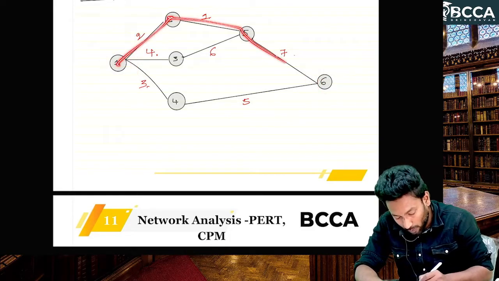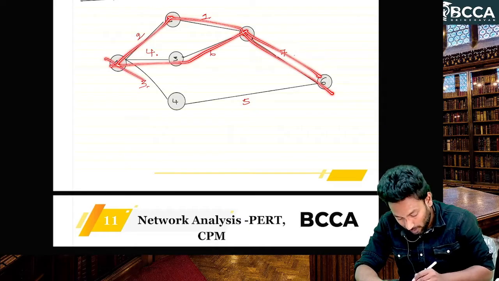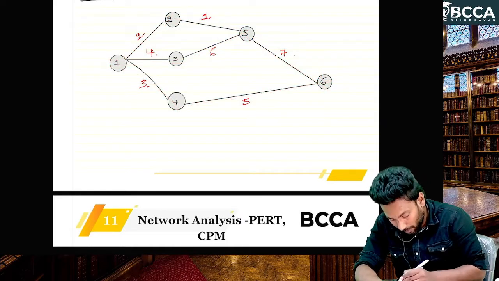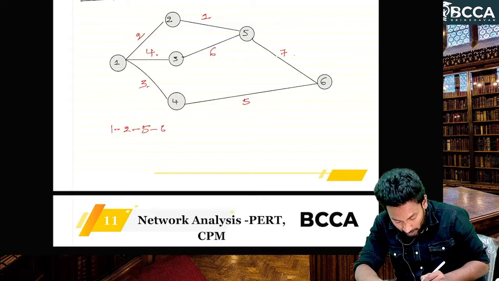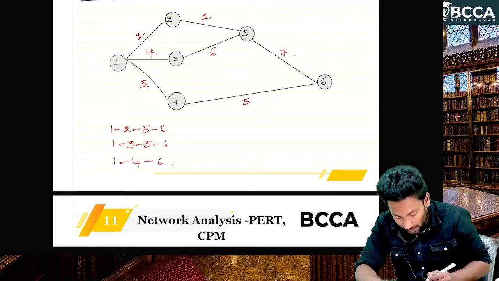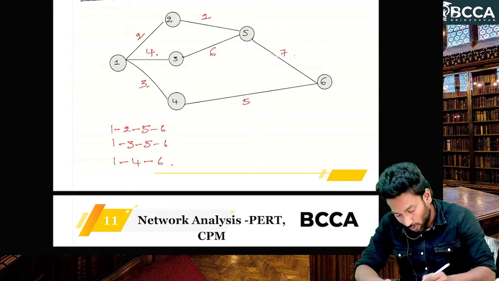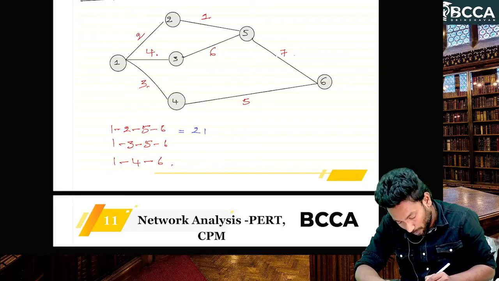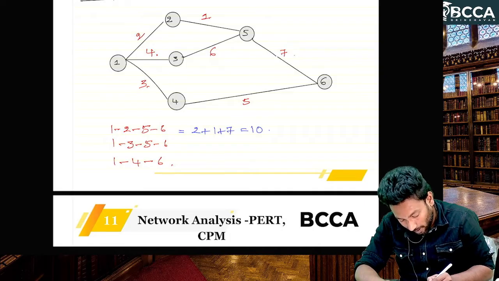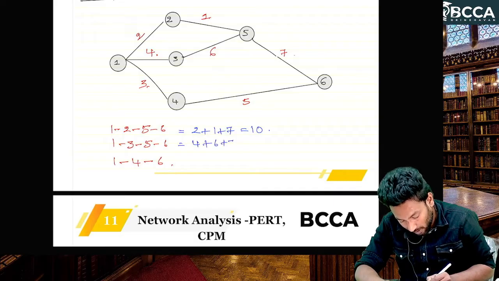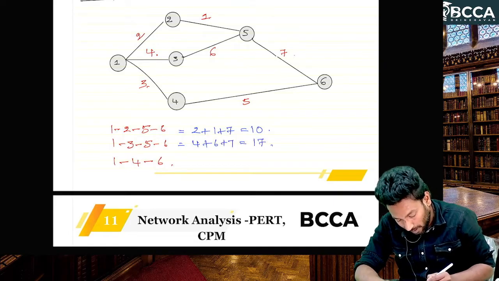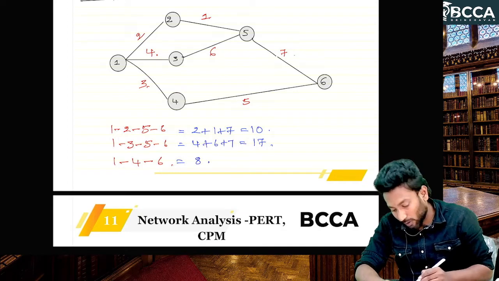1 2 5 6, 1 3 5 6, 1 4 6. Is there any other alternative, sir? No, right? Okay, 1 2 5 6: 2 plus 1 plus 7, 10. 1 3 5 6: 4 plus 6 plus 7, 17. 1 4 6: 3 plus 5, 8. So which one is the critical path, sir?